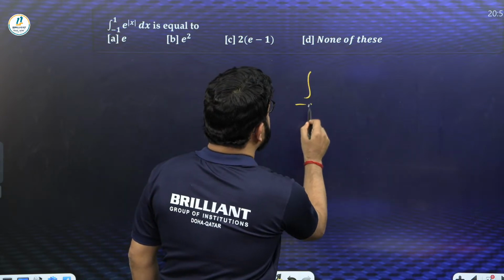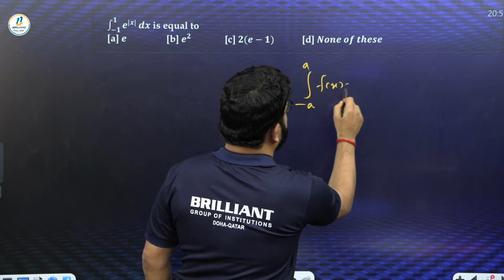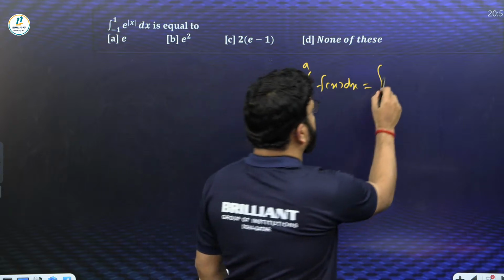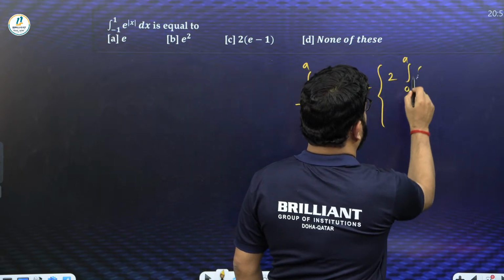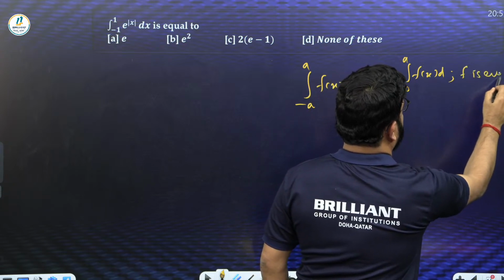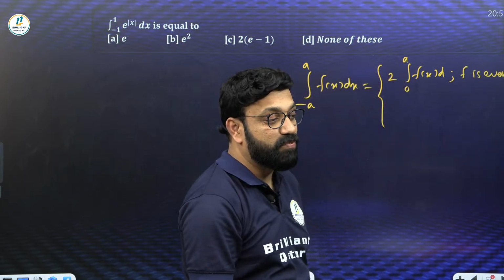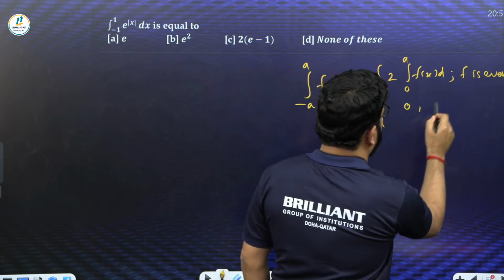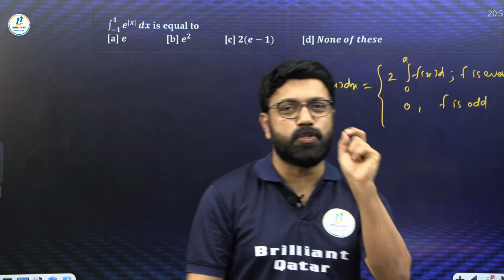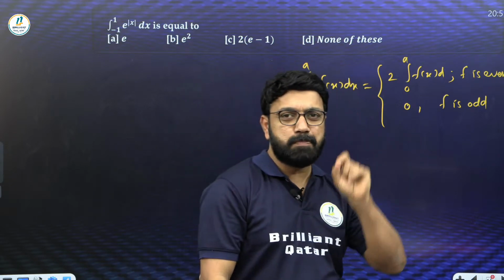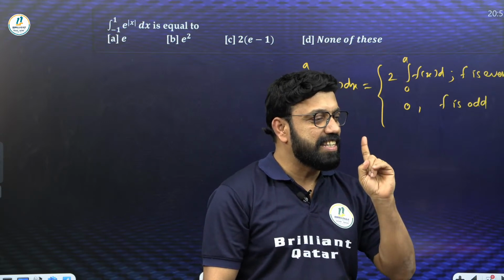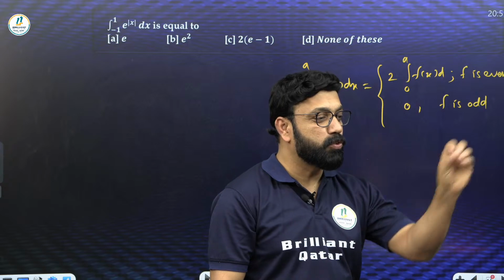The integral from minus a to a of f of x dx equals 2 times the integral from 0 to a of f of x dx if f is an even function, and 0 if f is an odd function. Any time minus a to a, minus 1 to 1, minus pi by 2 to pi by 2, or minus pi to pi comes in a question, please check whether it is even or odd. After that only, do other methods.